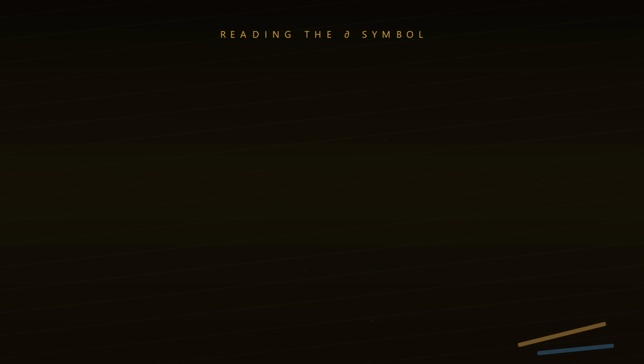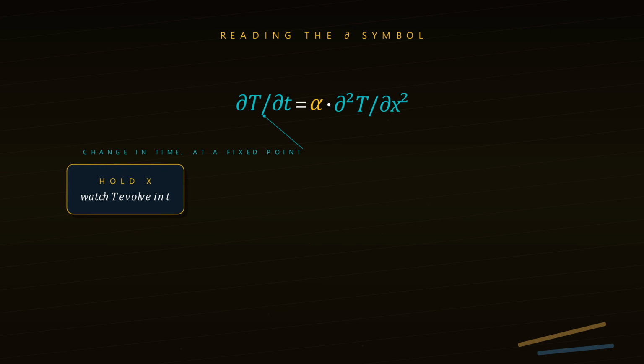Let's clarify what a partial derivative actually means. In the heat equation, the left side, partial T over partial t, is the partial derivative of temperature with respect to time. This tells us how temperature at a fixed location in space changes as time passes. We hold x constant and see how T evolves.